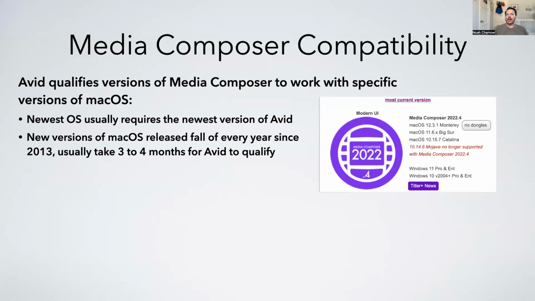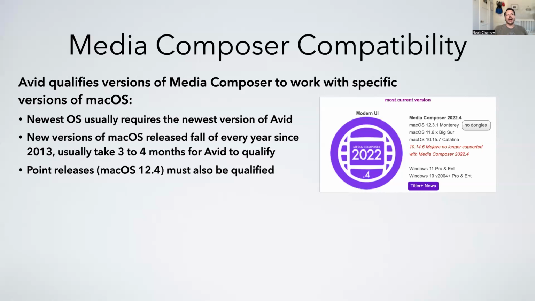After a while, Avid no longer qualifies operating systems. So for example, I mentioned that the newest versions of Media Composer aren't qualified with Mojave. I haven't tested trying to run those versions of Media Composer on Mojave, but the fact that Avid doesn't qualify them anymore means that there could be parts of the program that don't work anymore, which would be a problem.